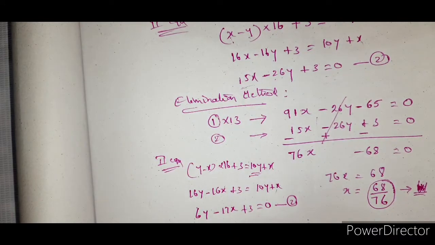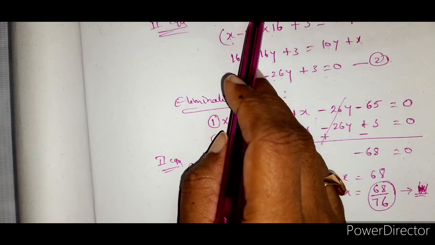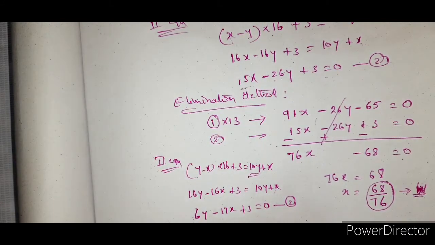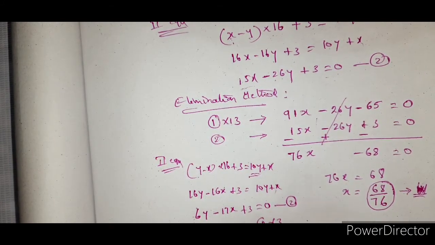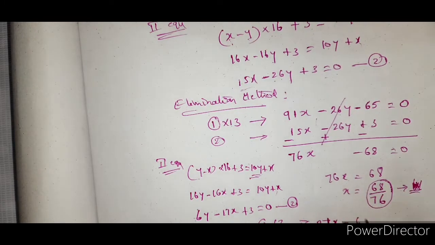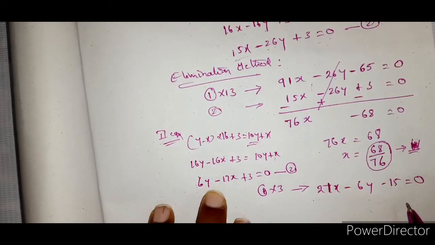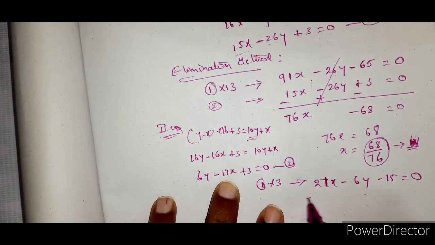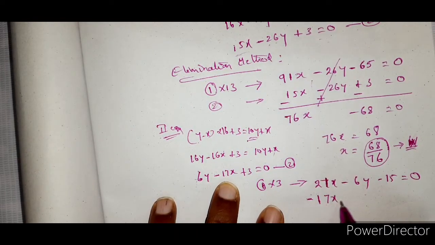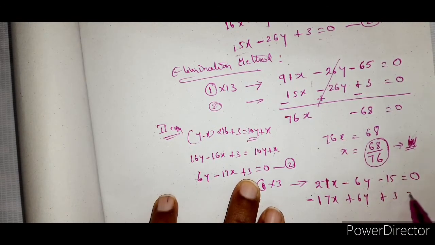So let us write that one. 7x minus 2y. Here plus 6y. It is minus 2y. I can do it 3 into 1. So 1 into 3 gives me 3 7s are 21x minus 6y minus 15 is equal to 0. And now this one, you write x under x, bring plus 6y, plus 3 is equal to 0.